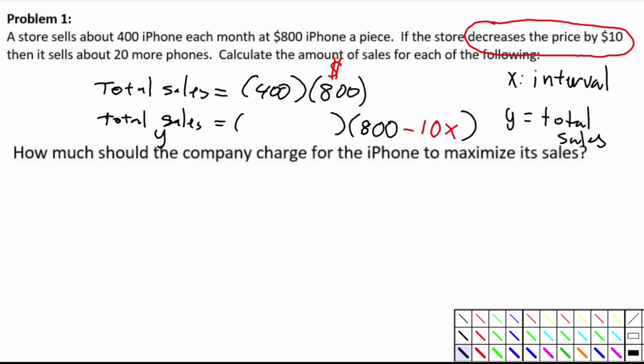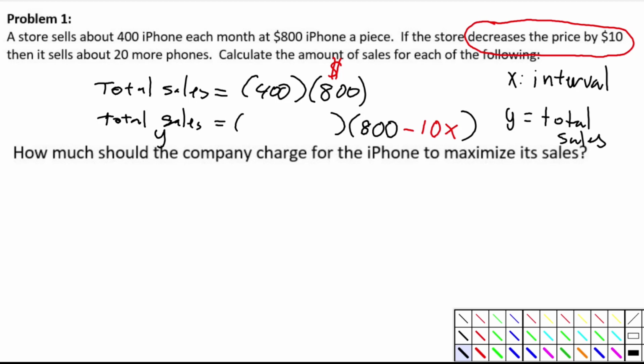Every time our interval increases, what happens after the first interval? What happens after the first time you decrease? Well, I want to decrease by $10. So if x is 1, then I'm going to go 10 times 1, which is 10. What if you increase it to twice? Now it would be 10 times 2, which would be 20. And so on and so on. The 10th time would be $10 times 10, which would be 100, and that would work out perfectly.